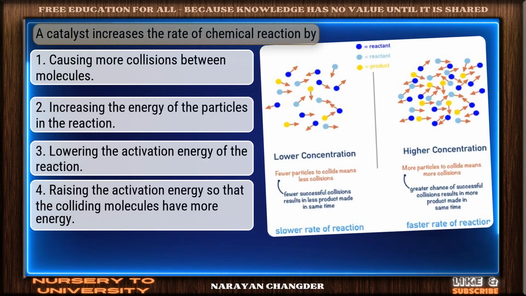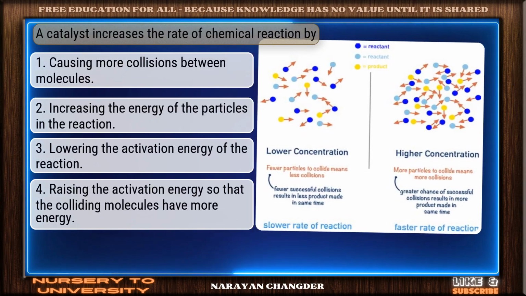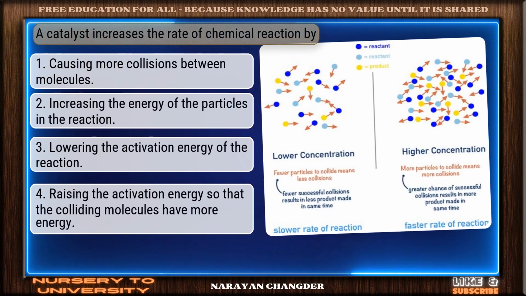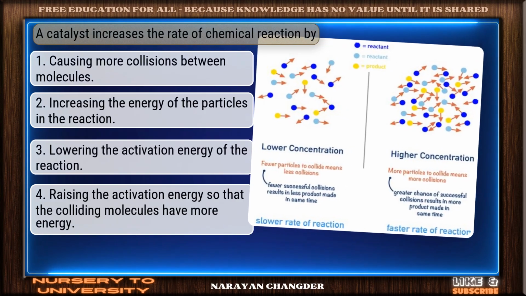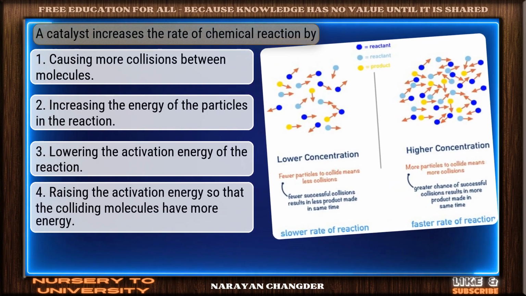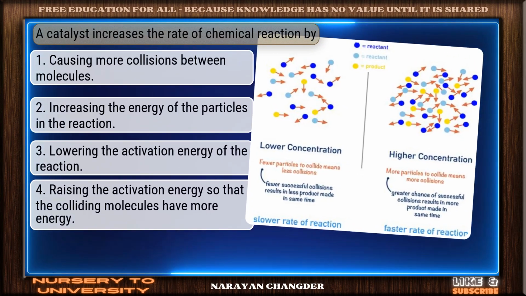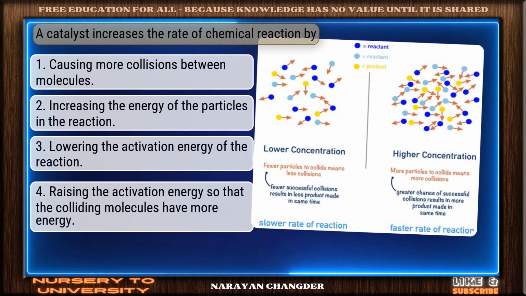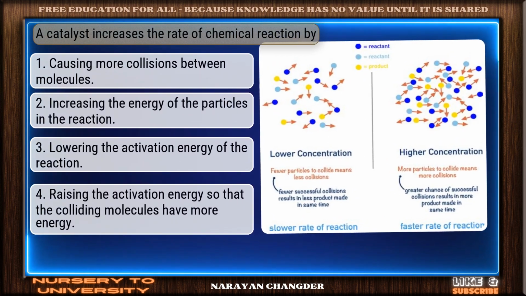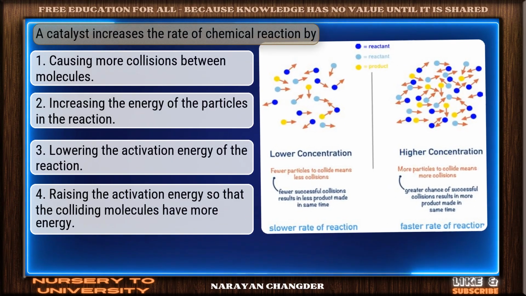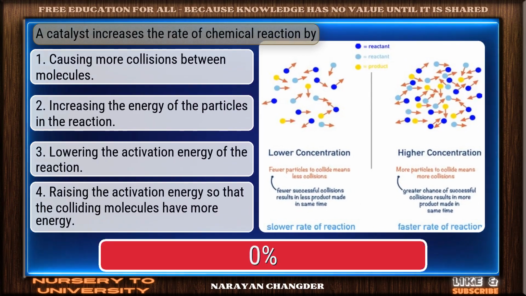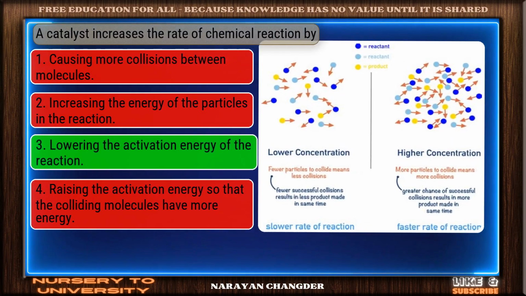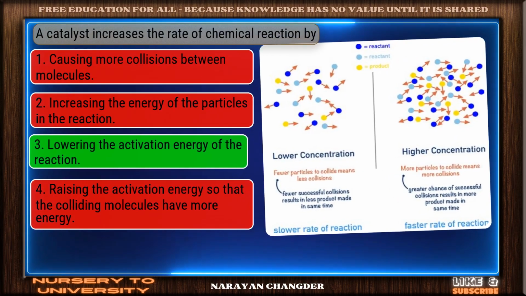A catalyst increases the rate of chemical reaction by Option 1, causing more collisions between molecules. Option 2, increasing the energy of the particles in the reaction. Option 3, lowering the activation energy of the reaction. Option 4, raising the activation energy so that the colliding molecules have more energy. Right, lowering the activation energy of the reaction.